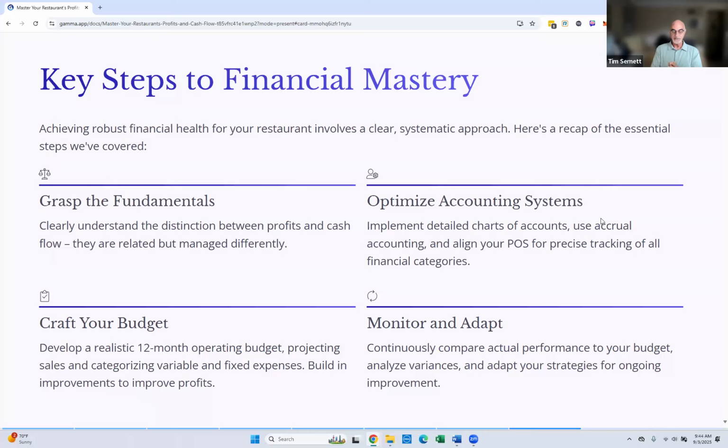So what are the key steps to financial mastery? Just in summary: grasp the fundamentals, clearly understand the distinction between profits and cash flow, optimize your accounting systems, make sure your systems are set up and aligned with your point of sale so that you're tracking your key metrics and your key performance indicators, and understand where your restaurant is according to where you want it to be. Craft your budget, develop that realistic 12-month operating budget, build in improvements to improve profits, and then monitor and adapt in that continuing ongoing circle that we just looked at.